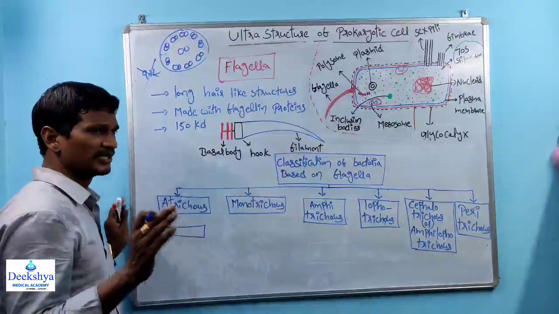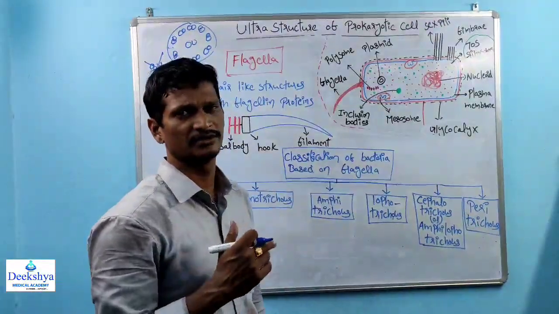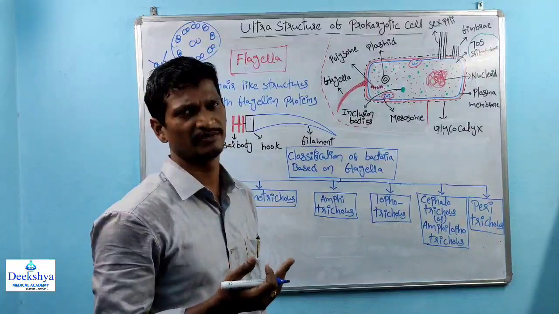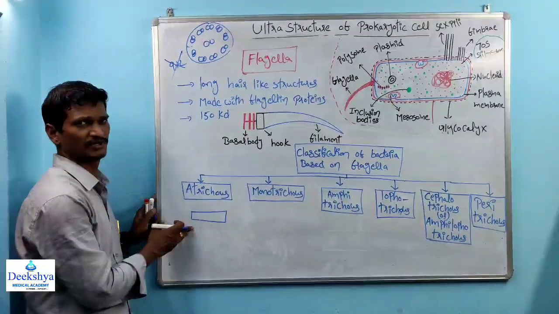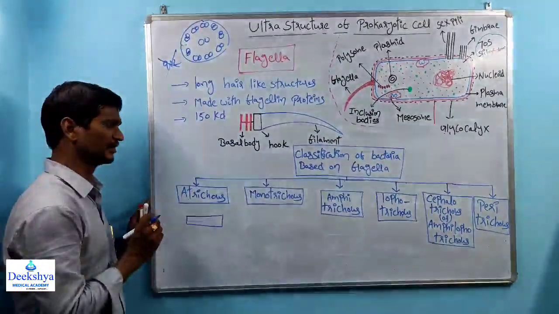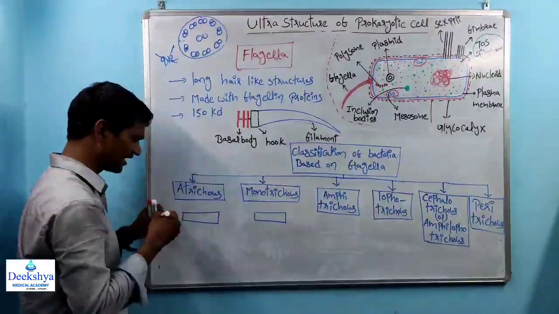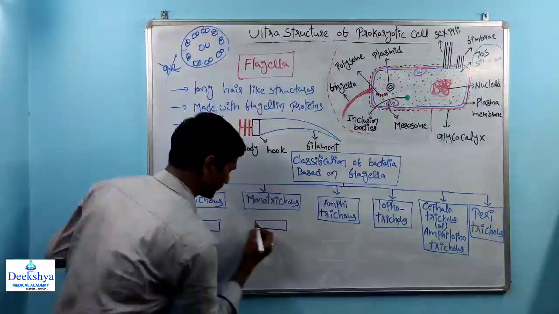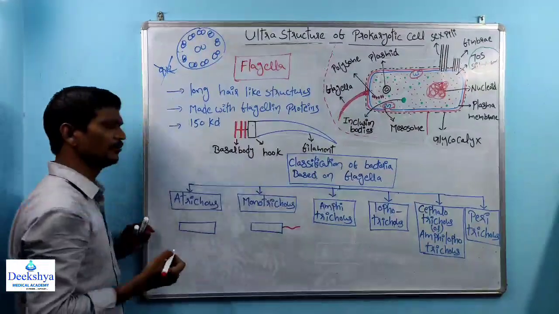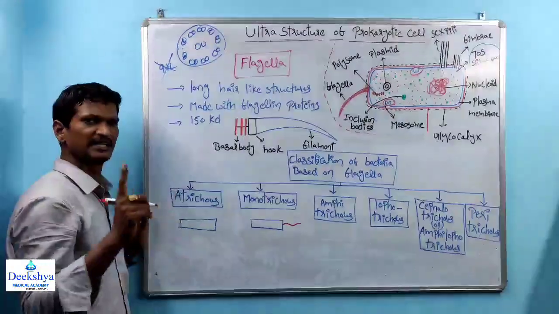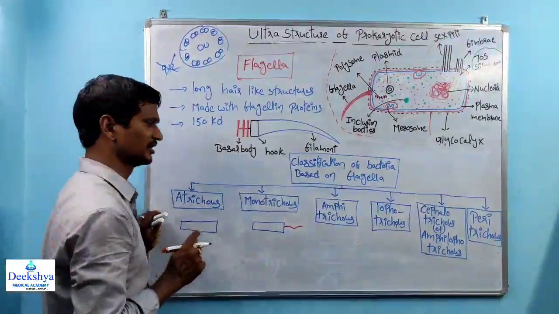Atrichous bacteria majorly show passive movements, maybe by water currents or air, moving from one place to another. Here flagella are absent. Monotrichous indicates bacteria having only one flagellum. Mono indicates a single hair-like structure. The bacteria contains a single flagellum, and that bacteria is called monotrichous.